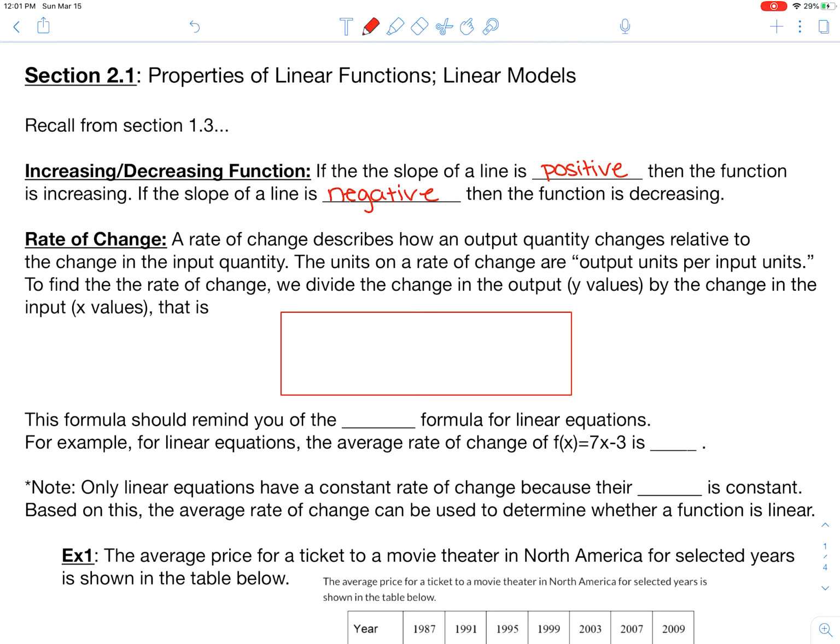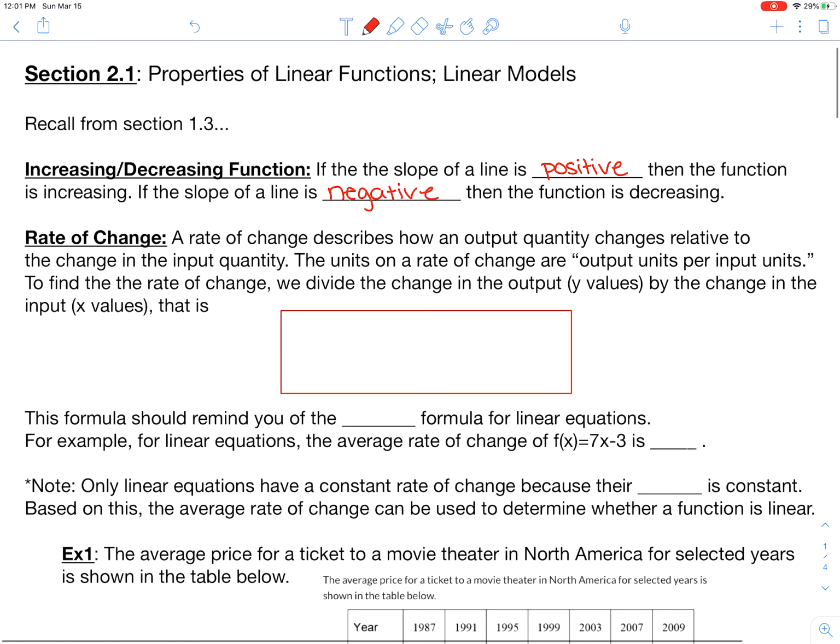We also went over rate of change. We said that the rate of change of a line is just the slope. When we don't have a line, if we have another type of function like a parabola, then we just take the slope of the secant line. But in this case, we're only doing linear functions, and so the rate of change is the slope of the line. And you already know the formula for this.